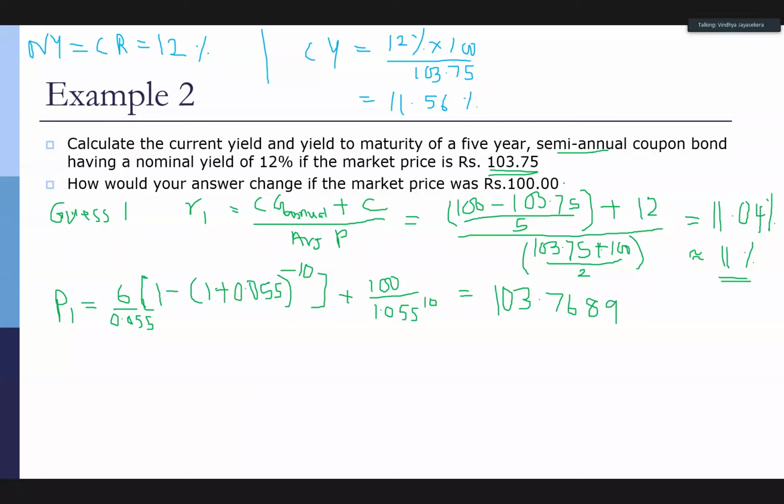Close, but not close enough, right? This is 103.75, this is 103.7689. So now what do you have to do? I have to guess R2. Should my guess be higher than R1 or lower than R1? It's very close, but not exactly.